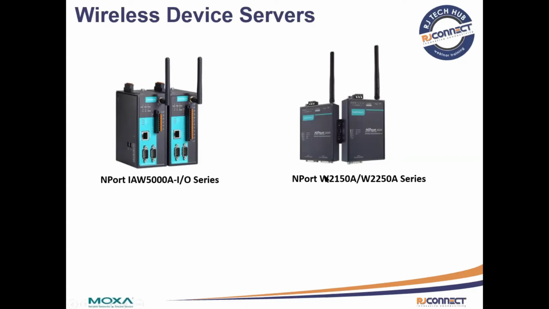And then towards my right-hand side, we have the NPort W2150A and W2250A. These devices are an ideal choice for connecting your serial or Ethernet devices, such as PLCs, meters, and sensors, to a wireless LAN. Your communication software will be able to access the serial device from anywhere over a wireless LAN. The 2150A has 1 serial port, and the 2250A has 2 serial ports.